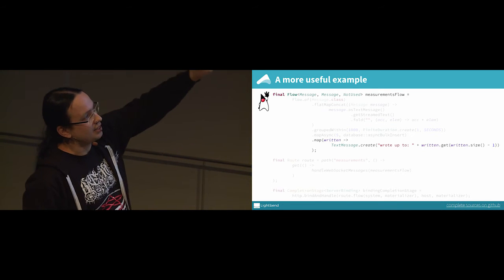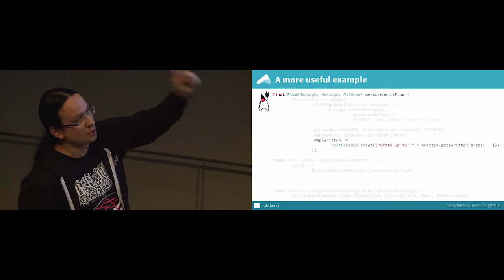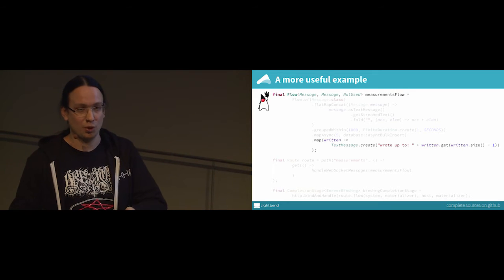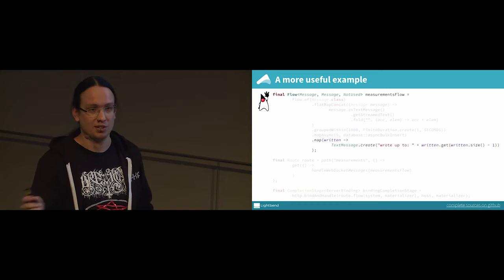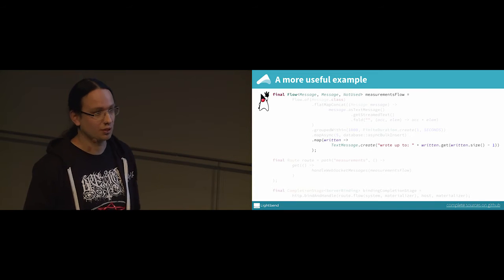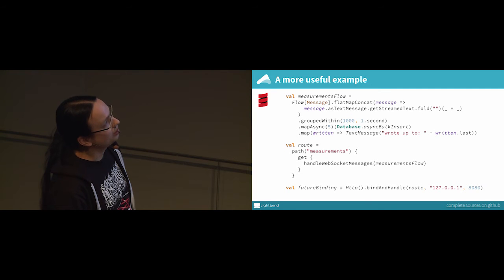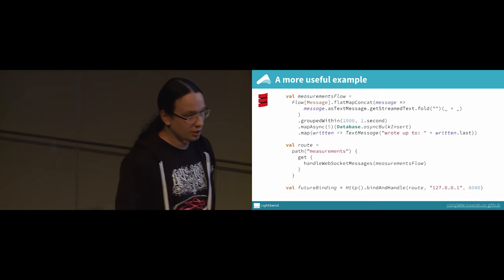So then we take the last element and send back to the client. So we tell it, this is the latest one I wrote. I wrote the chunk, but this is the latest, the highest offset or whatever. And this is how it will look in Scala. Also pretty much the same, not a big difference.